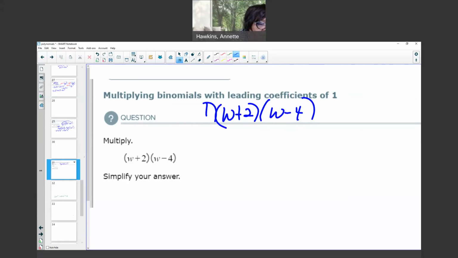So I'm going to take W and multiply it times this parenthesis. Then I'm going to say plus, because that's what is right here. And then I'm going to say 2. So we say W times the parenthesis and 2 times the parenthesis.